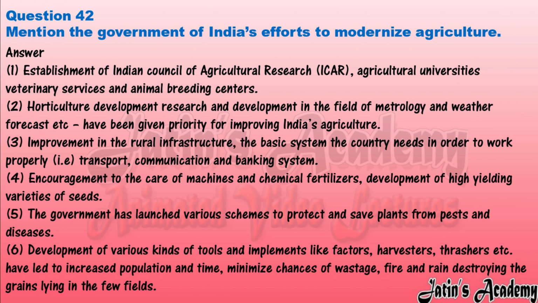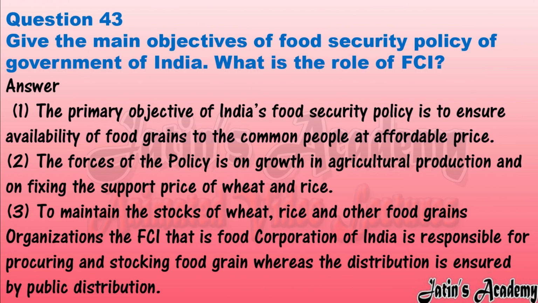4. Encouragement to the use of machines and chemical fertilizers, development of high-yielding varieties of seeds. 5. The government has launched various schemes to protect and save plants from pests and diseases. 6. Development of various kinds of tools and implements like tractors, harvesters, threshers, etc. have led to increased productivity and saved time, and minimize chances of wastage, fire and rain destroying the grains lying in the fields. Question 43. Give the main objectives of food security policy of Government of India.